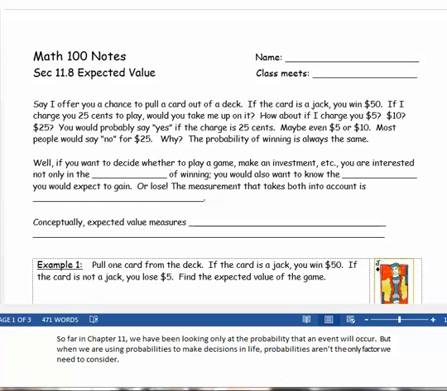So far in Chapter 11, we have only been looking at the probability that an event will occur. But when we are using probabilities to make decisions in life, probabilities aren't the only factor we need to consider.